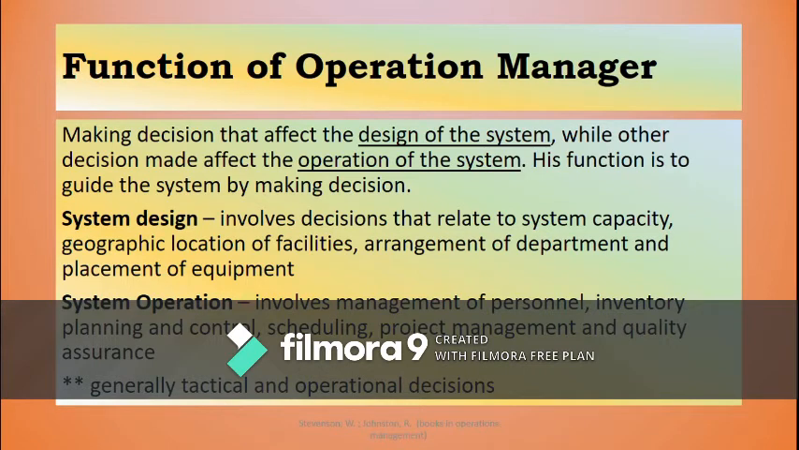The system design involves decisions that relate to system capacity, geographic location of facilities, arrangement of departments and placement of equipment. Like I said, the layout and facilities, you have to make sure that when you're producing or providing service, there is no overlapping, there is no bump on the road. You have a smooth flow of operation. And what is system operation? It involves management of personnel.